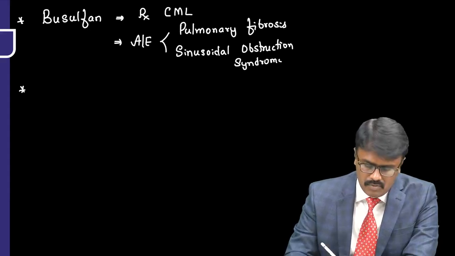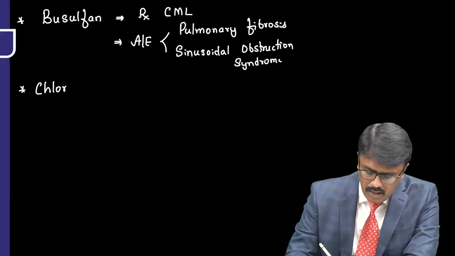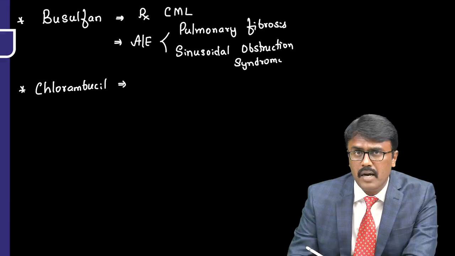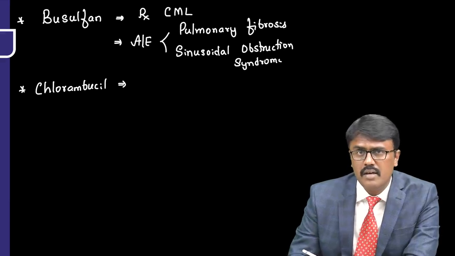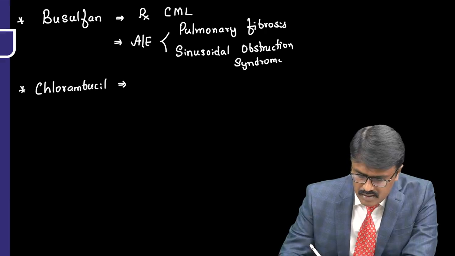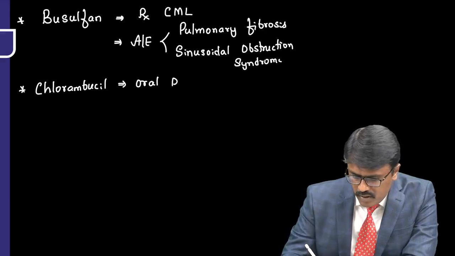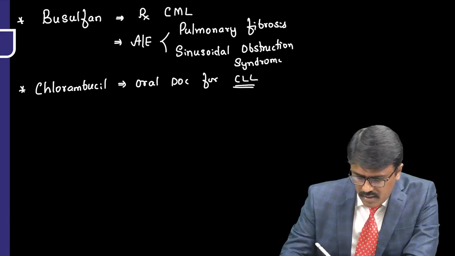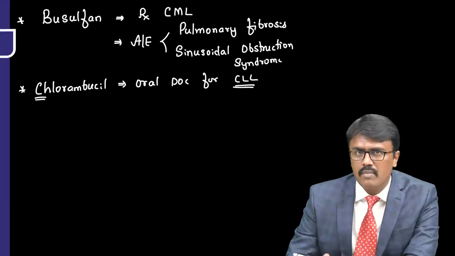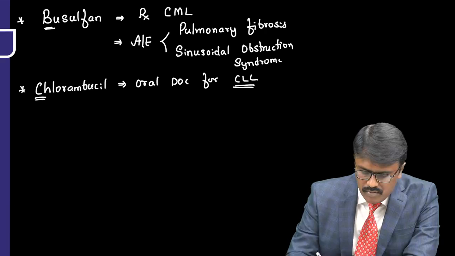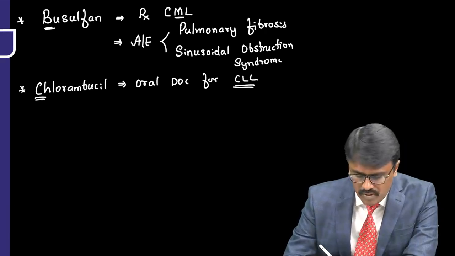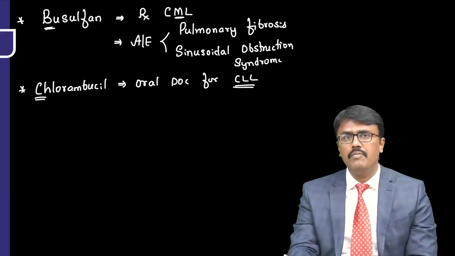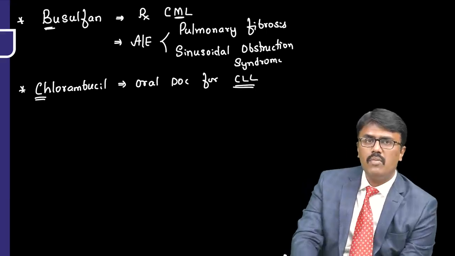If you know B, there is one more C, that is called chlorambucil. Now chlorambucil will not affect the myeloid cells, so it will affect only the lymphoid cells. That is why it is considered the oral drug of choice for CLL. So oral drug of choice for CLL, remember C for chlorambucil and busulfan for CML. Chlorambucil will not affect myeloid. That's why we cannot use it in myeloid leukemia. We can use it in lymphoid leukemia. The name is chlorambucil.